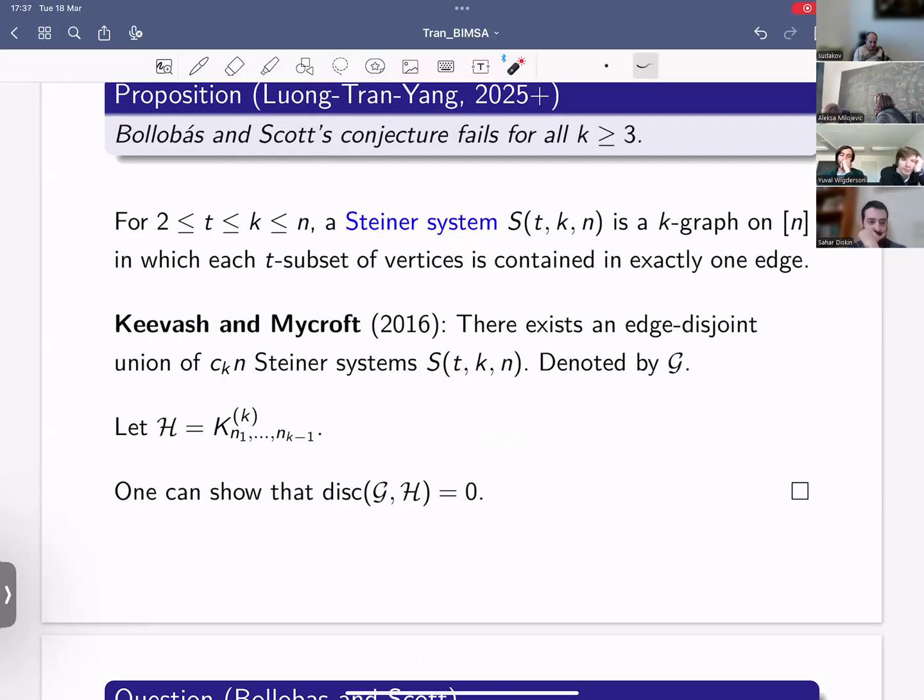And we denote the resulting k-uniform hypergraph by G. So G is an edge-disjoint union of linearly many Steiner systems S(k minus 1, k, n). And let S be this hypergraph: it has a k minus 1 part, and the edges must intersect both parts. Then by the very same argument, we can show that the discrepancy of G and S is 0. Moreover, the densities of the two hypergraphs are bounded away from 0 and 1.